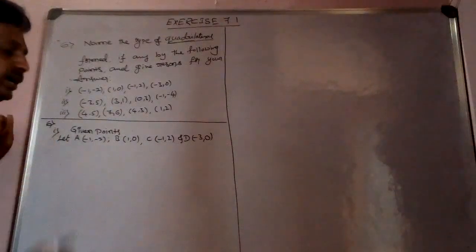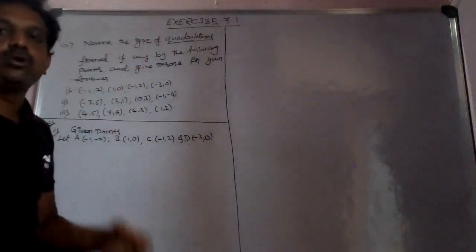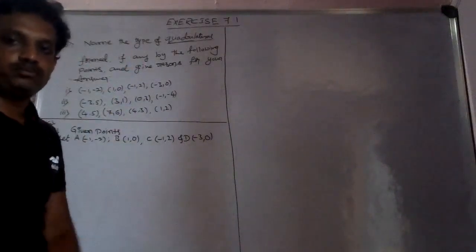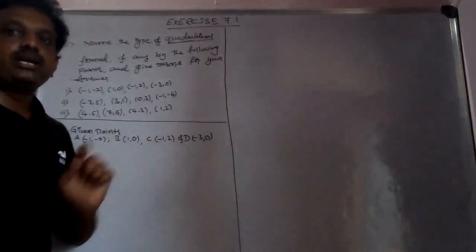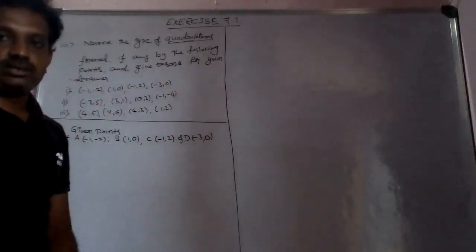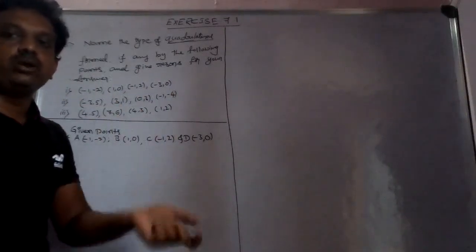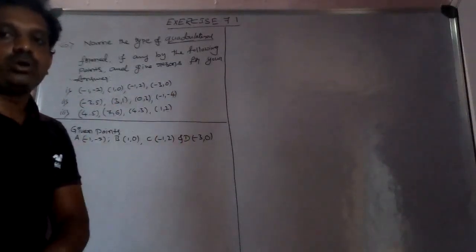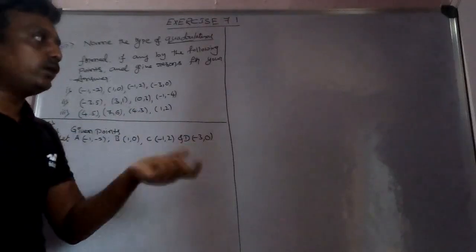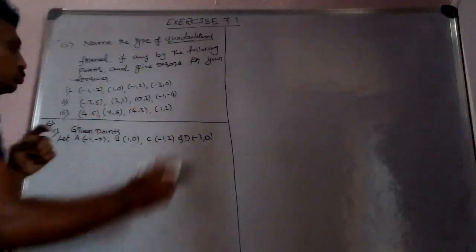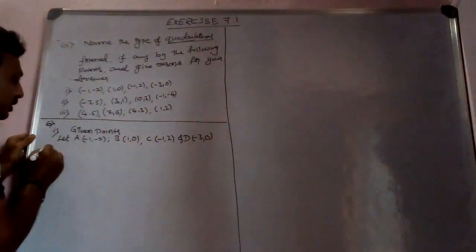You can identify it. A square, you know that: all sides are equal and diagonals are also equal. A rhombus has all sides equal, but diagonals different. A parallelogram has opposite sides equal, diagonals not equal. A rectangle has opposite sides equal and diagonals also equal. In this one, which one is satisfied? See, the solution.